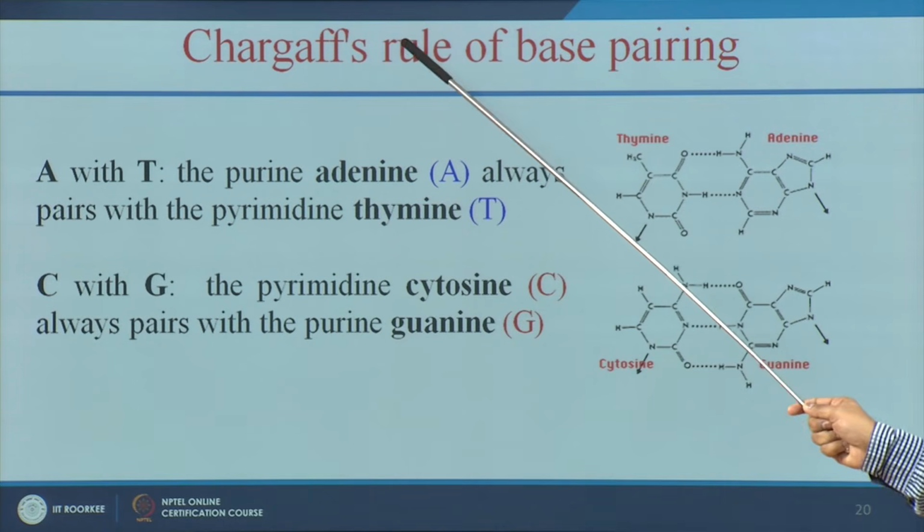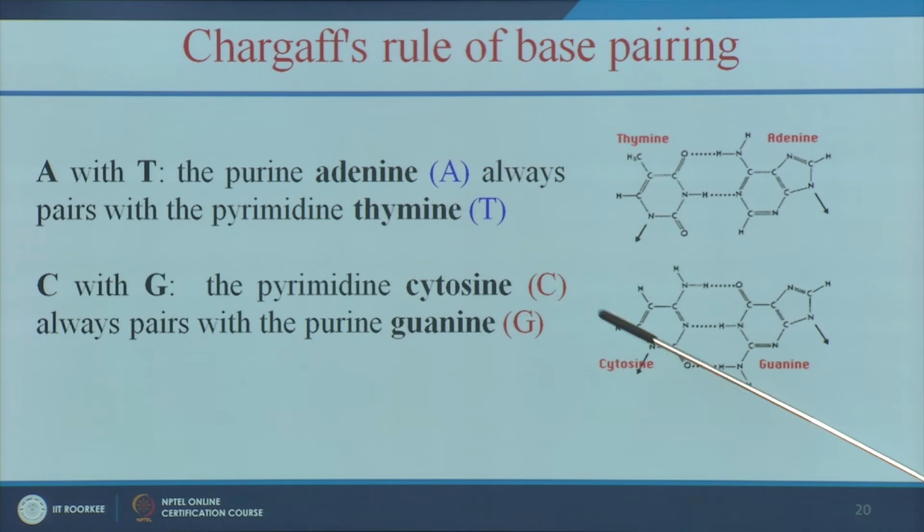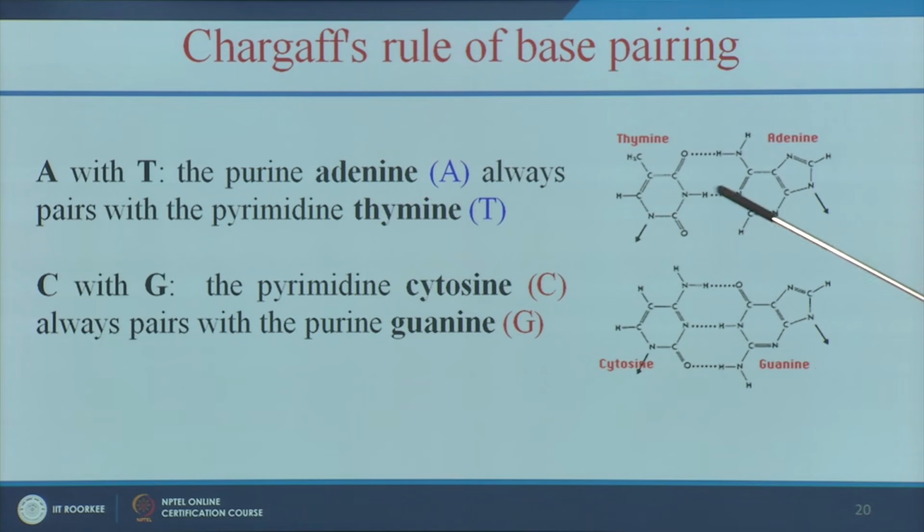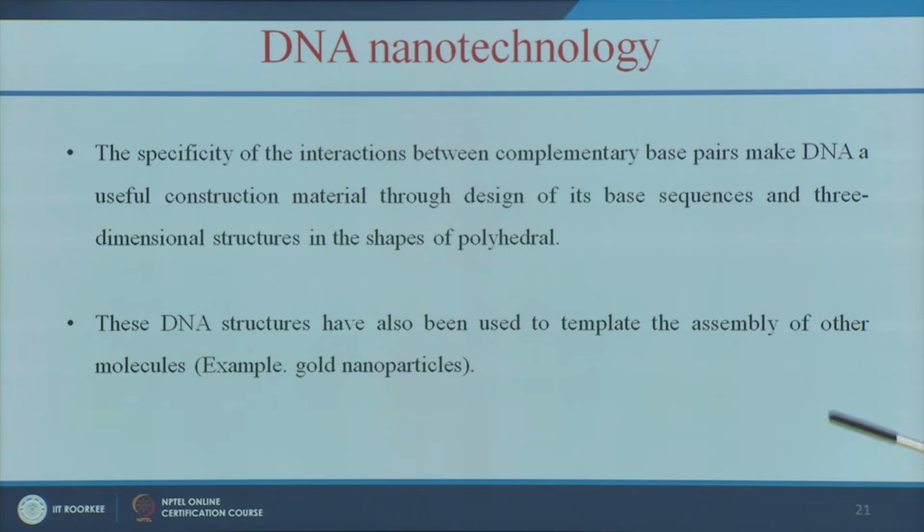And we have to understand what Chargaff's rules are, that is very important in DNA nanotechnology. A always forms a bond with T. You can see here adenine always forms a bond with thymine using 2 hydrogen bonds, and cytosine bonds with guanine with 3 hydrogen bonds. So, these are Chargaff's rules, where A always bonds with T and G always pairs with C. This specific interaction between the complementary base pairs makes the DNA an attractive construction material. Using that property we can make different kinds of nanostructures.